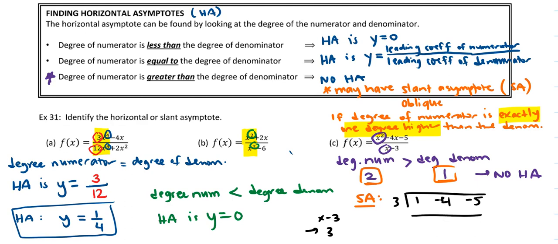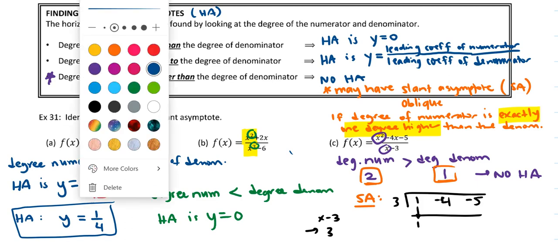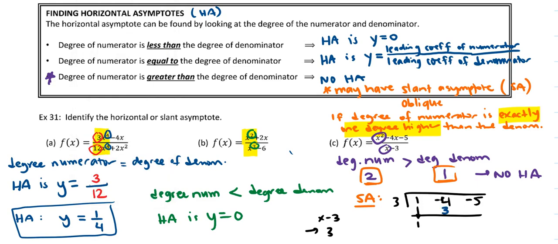And with synthetic division, save some space too, because I was running out of it. We bring down the 1, multiply it with the 3. So 1 times 3 is 3. We write that result underneath the negative 4. We add those, we have a negative 1. And negative 1 times positive 3 is a negative 3. And this will give us our remainder, which is negative 8.